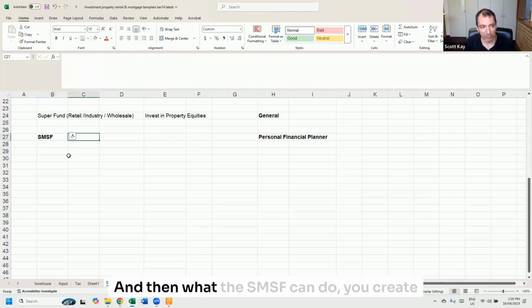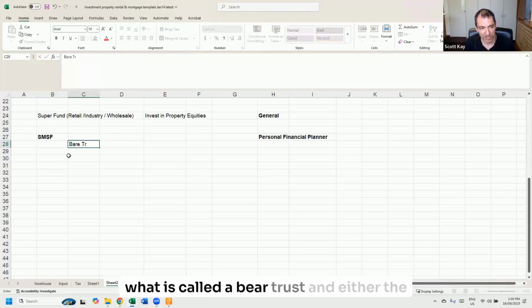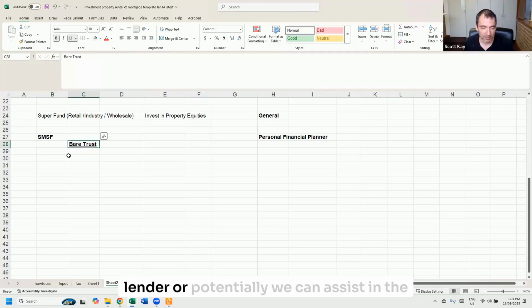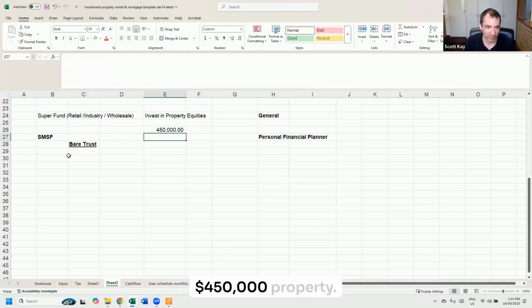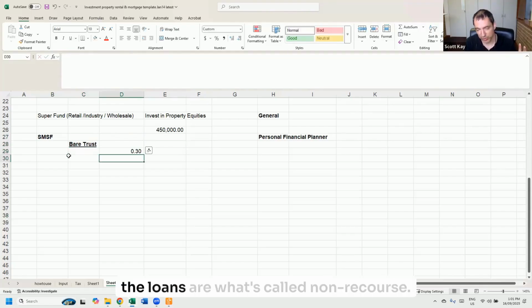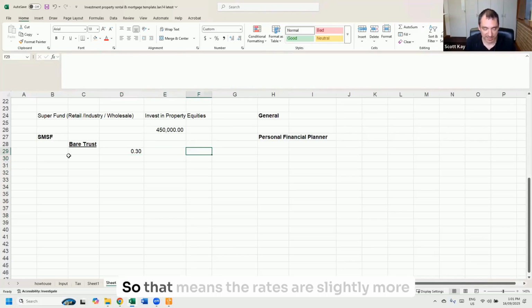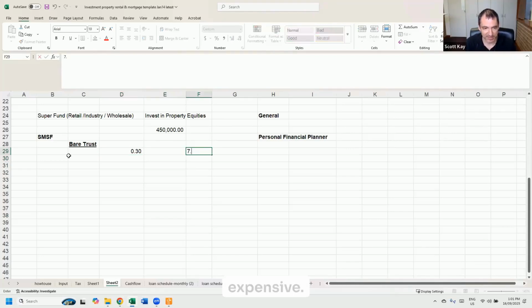And then what the SMSF can do, you create what is called a bare trust, and either the lender or potentially we can assist in the creation of that. And then let's say that we're purchasing a $450,000 property, then in super, the loans are what's called non-recourse, so they're not going to attack you for the balance if you sell it and it's underwater. So that means the rates are slightly more expensive.